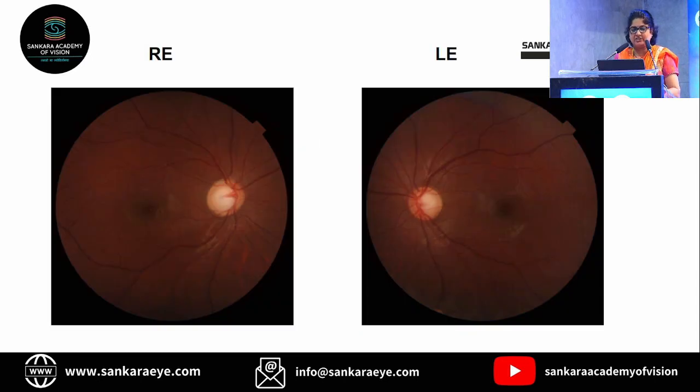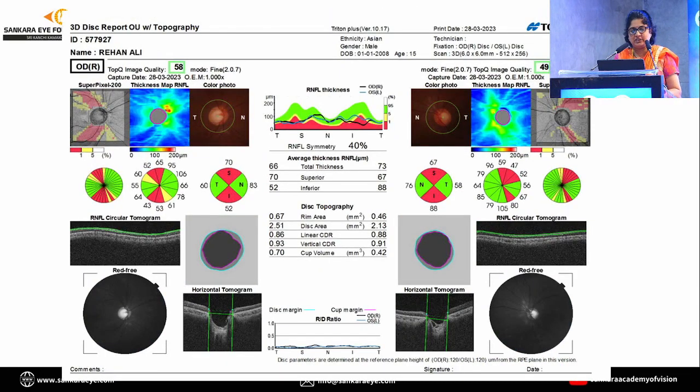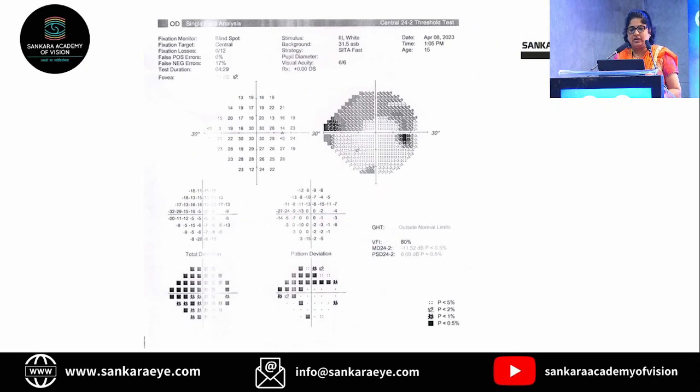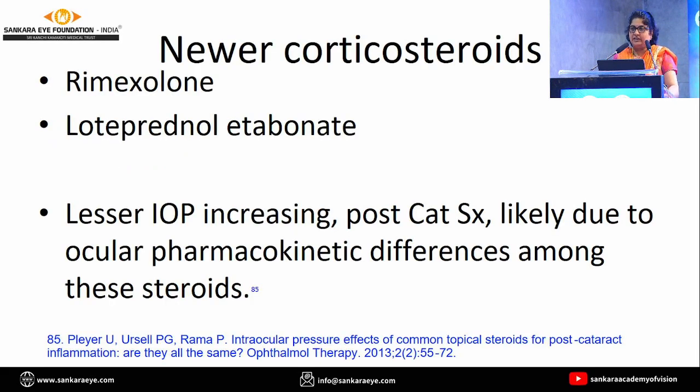And this is the optic disc of the patient. And this is the OCT picture of the patient in 2021, which is maintaining till now. And RNFL is stable. And the visual fields are stable. And finally, we could save the vision because of the good compliance and proper follow-up. And the patient's mother is very helpful in following this patient. And if you find any patient like this, if they need steroids, the newer molecules like loteprednol are very useful in reducing the IOP spikes.